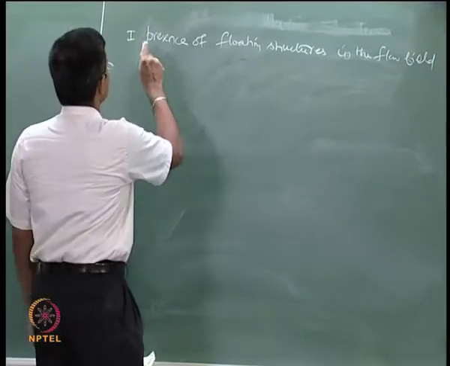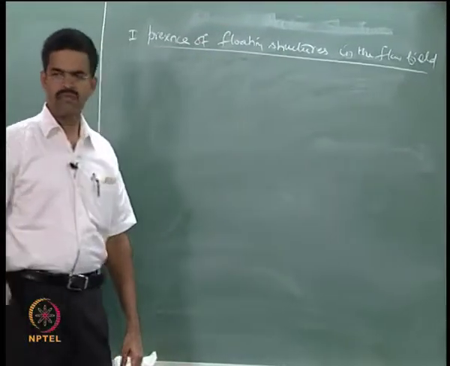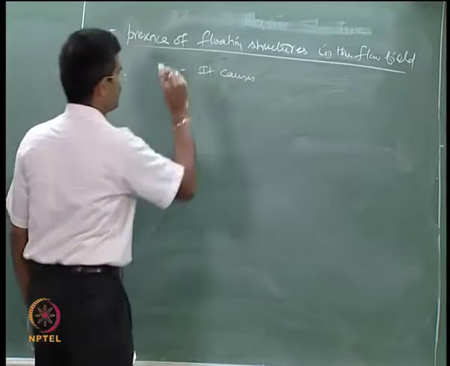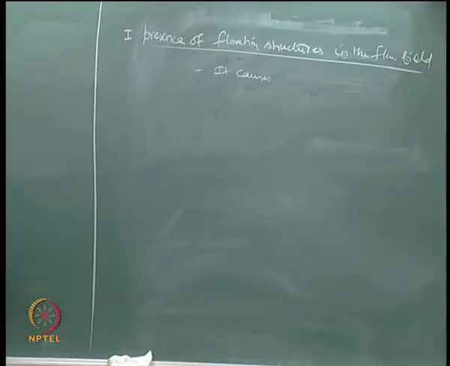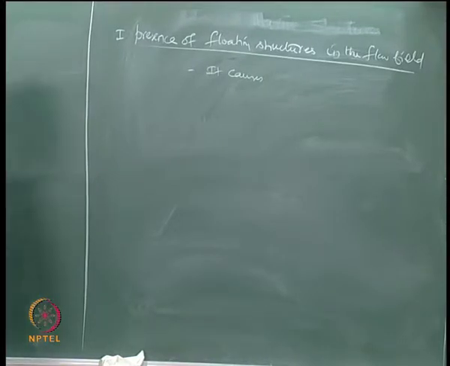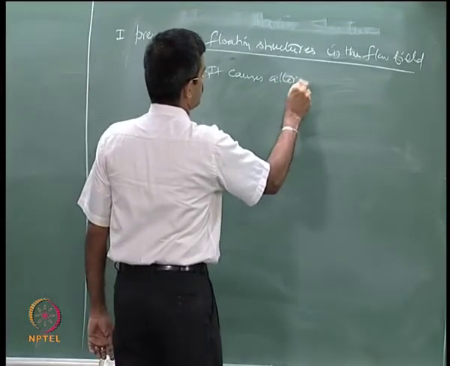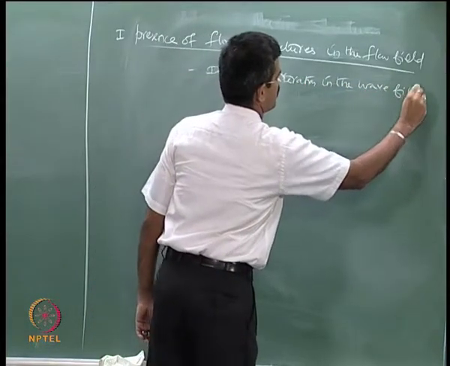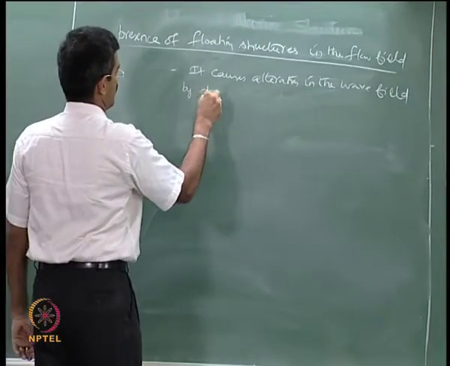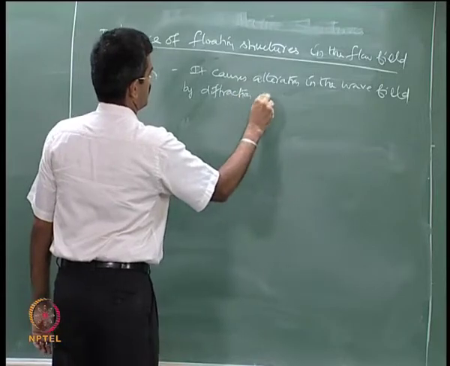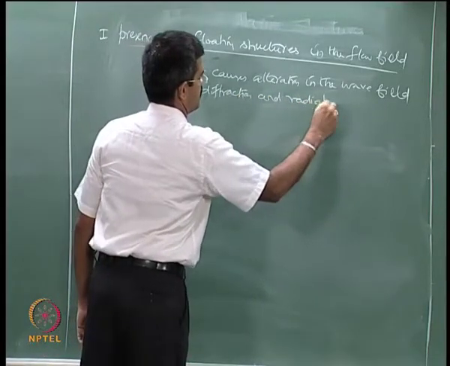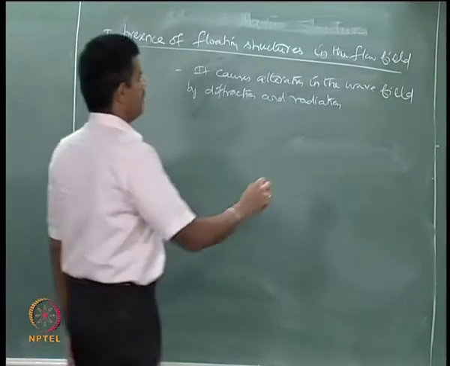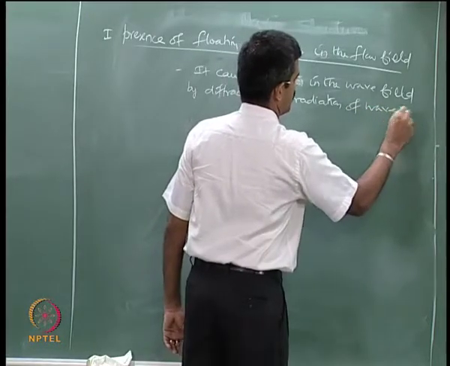The moment the floating structures are interfering with the flow field, it causes alteration in the wave field by diffraction and radiation of waves from the structure.